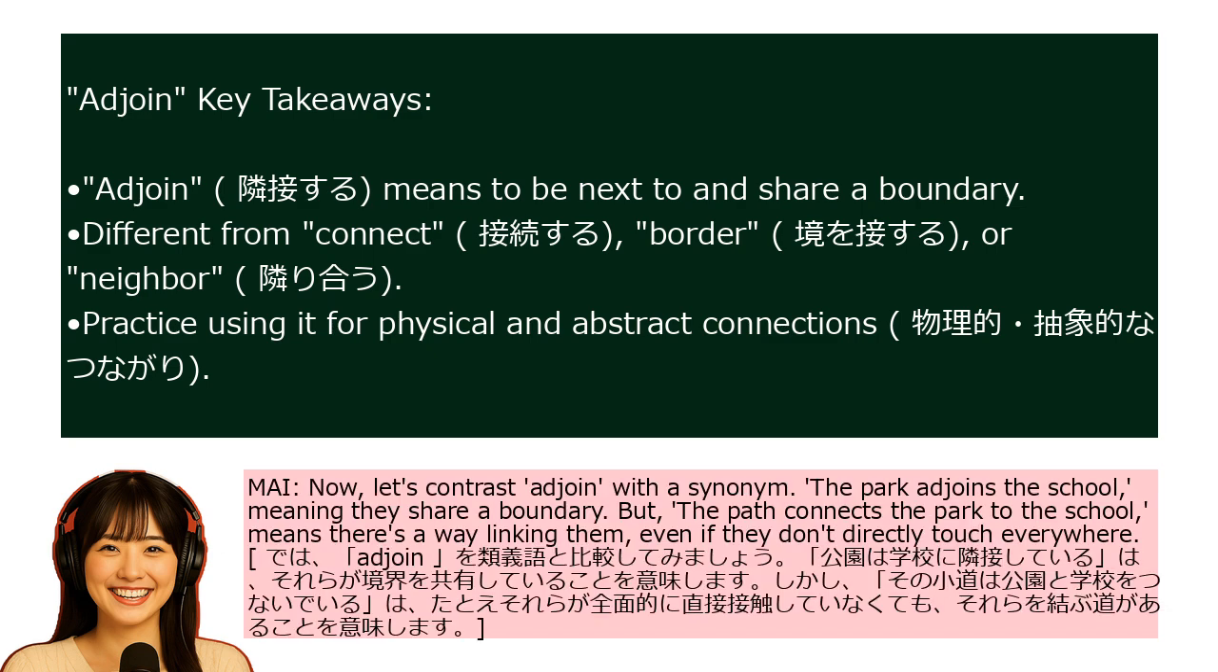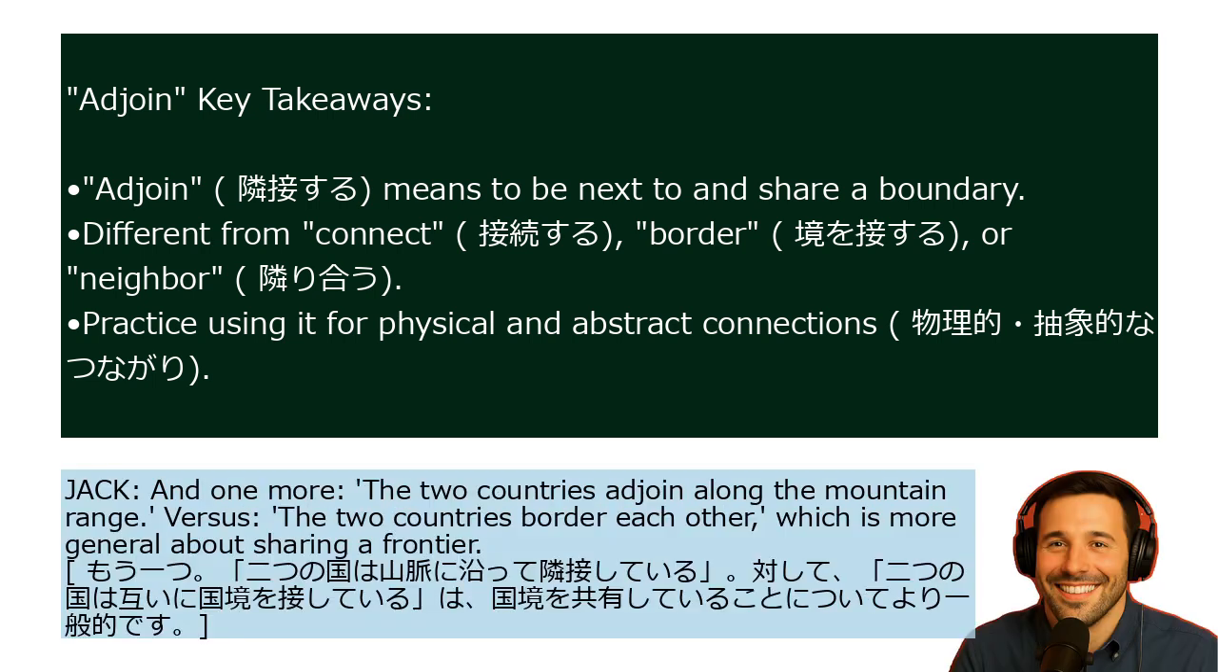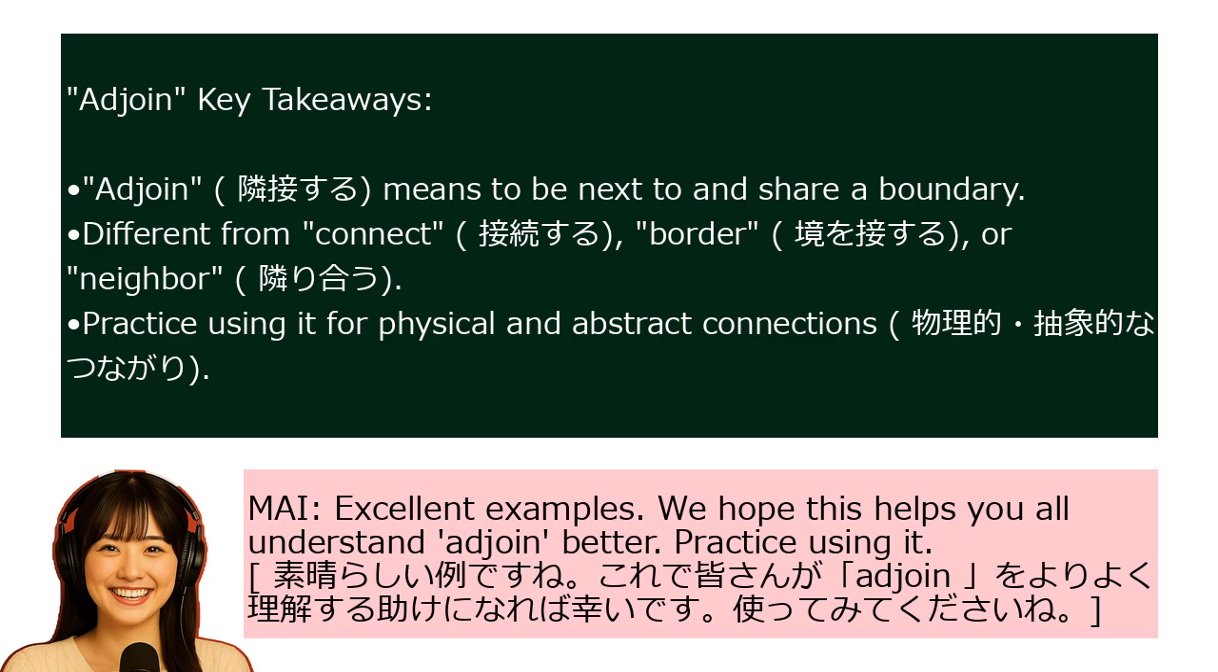Now, let's contrast adjoin with a synonym. The park adjoins the school, meaning they share a boundary. But the path connects the park to the school, means there's a way linking them, even if they don't directly touch everywhere. And one more. The two countries adjoin along the mountain range versus the two countries border each other, which is more general about sharing a frontier. Excellent examples.